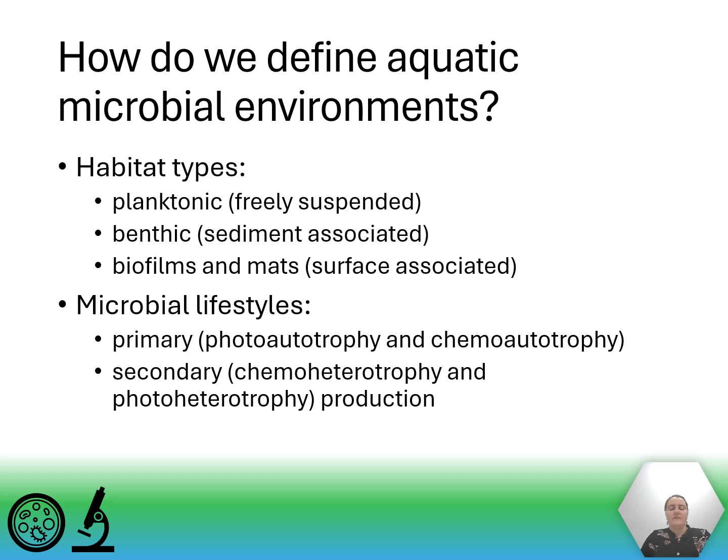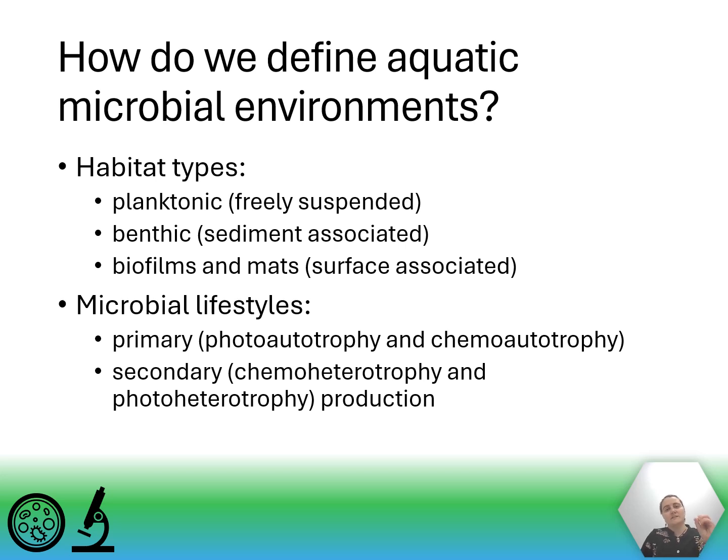So when we define different types of environments or different types of habitats, we have 2 different things that we use. When we're defining aquatic microbial environments, we can do it by habitat type or microbial lifestyle. So habitat type can be what we call planktonic, and those are organisms that are freely suspended. So exactly what you think of when you think of plankton, right? Floating around in the water.